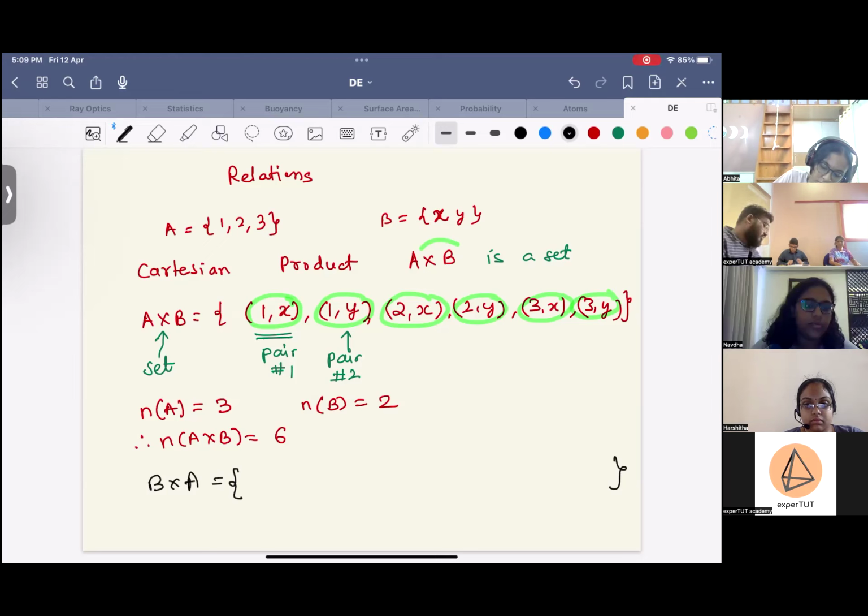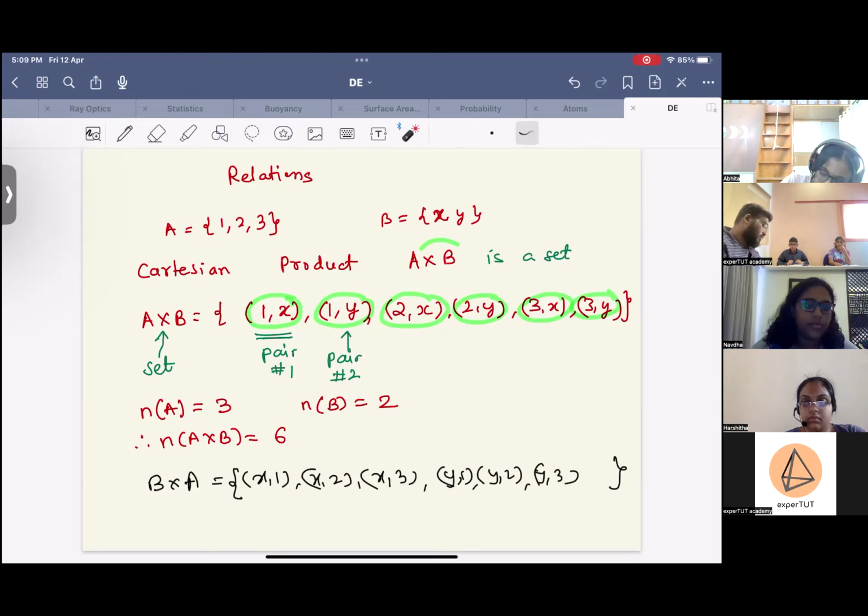So I'm writing B cross A, it is x comma 1, then x comma 2, then x comma 3, and then y comma 1, and then y comma 2, and y comma 3. One more thing, this is a curly bracket, this is a normal bracket. So don't switch them. Don't put any other bracket. You have to put these brackets only. Fine. Okay.